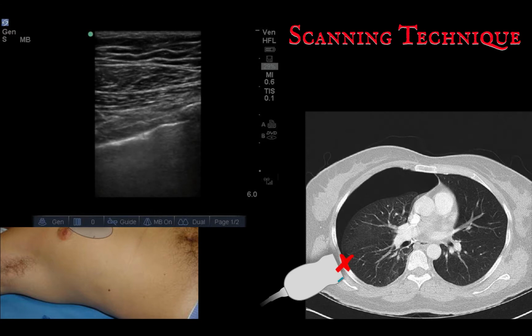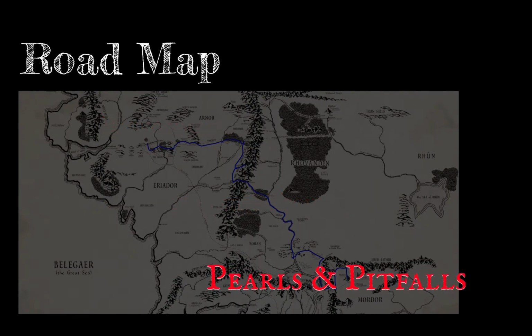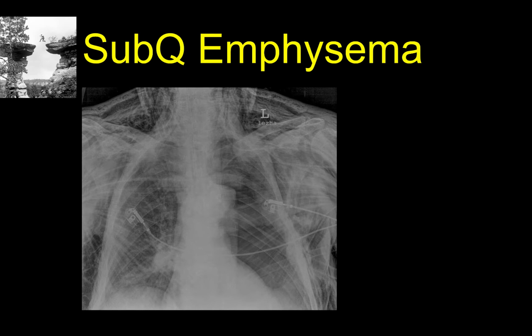So what are these points that you can get tripped up on? What are these pearls and pitfalls? The first one to think about is subcutaneous emphysema. Remember that ultrasound doesn't go very well through air, and when you have subcutaneous emphysema, which often accompanies a significant traumatic pneumo, this can make ultrasound very difficult.